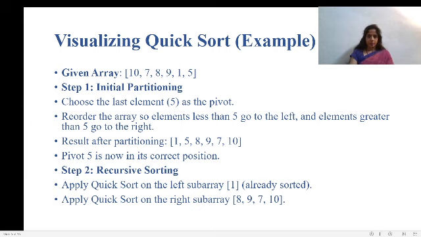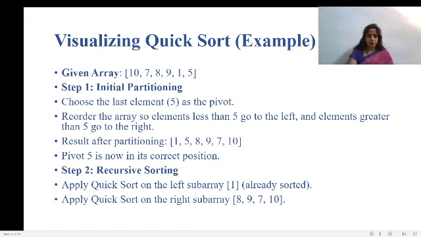Now, is 7 greater than 5 or less than 5? 7 is greater than 5, so it will go towards the right hand side of the pivot element, that is 5. Again, 8 and 9 are always greater than 5, so we'll put them towards the right hand side of the pivot element. And the single element 1 is less than the pivot element, so it will go towards the left hand side of the pivot element, that is 5.